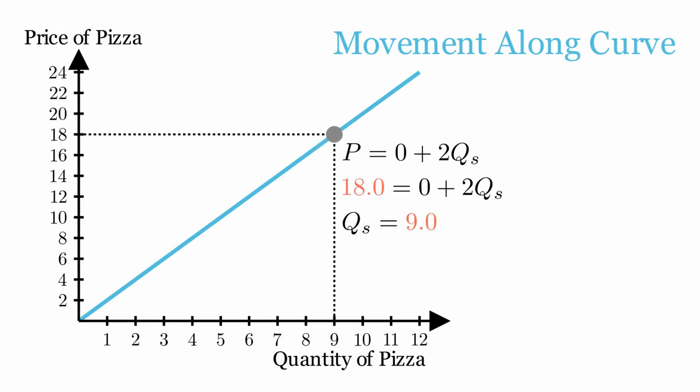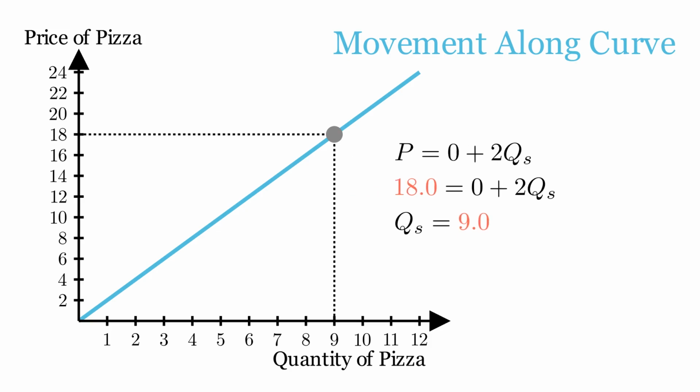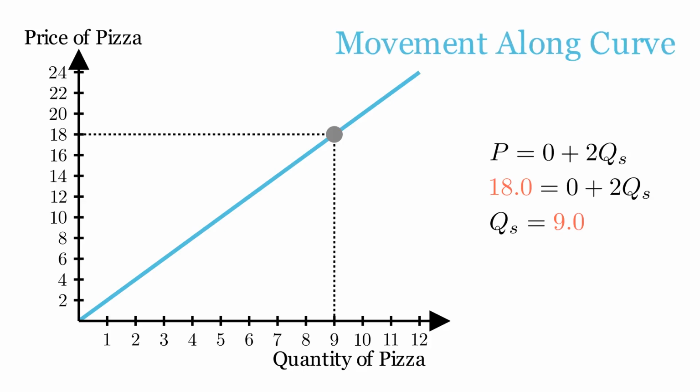So far we have studied what happens when the price of a good changes. Now we will study what happens when factors other than price change. This is known as shift in supply. Factors other than price include the cost of production, technology, and the number of sellers in the market. When these factors change, supply may either increase or decrease.